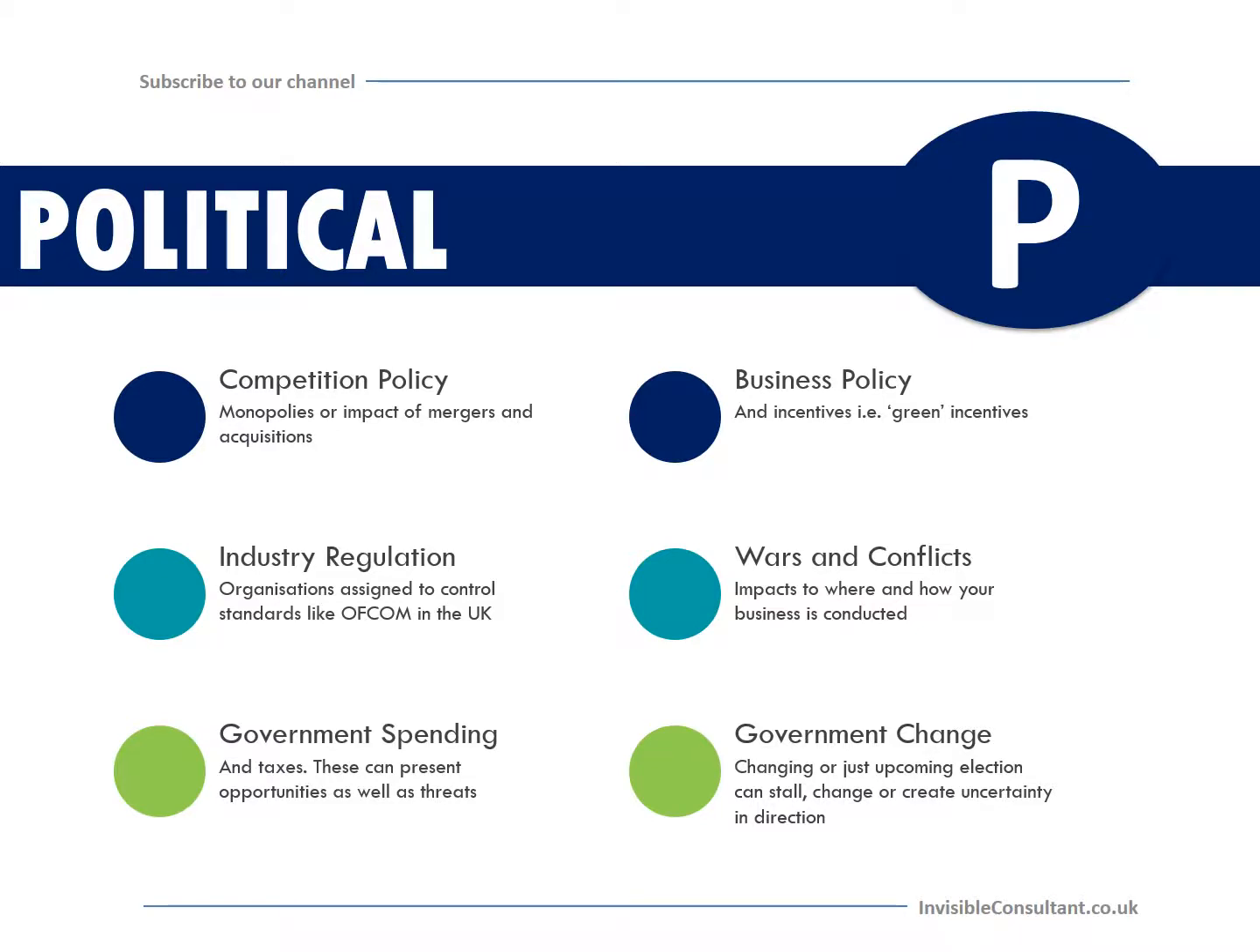Business policy and incentives. Think of solar panels or grants or the Green Bank as examples. Wars and conflicts. These could have the ability on where or how businesses are conducted. And government change. The changing of the guard or even an upcoming election can stall or change direction.